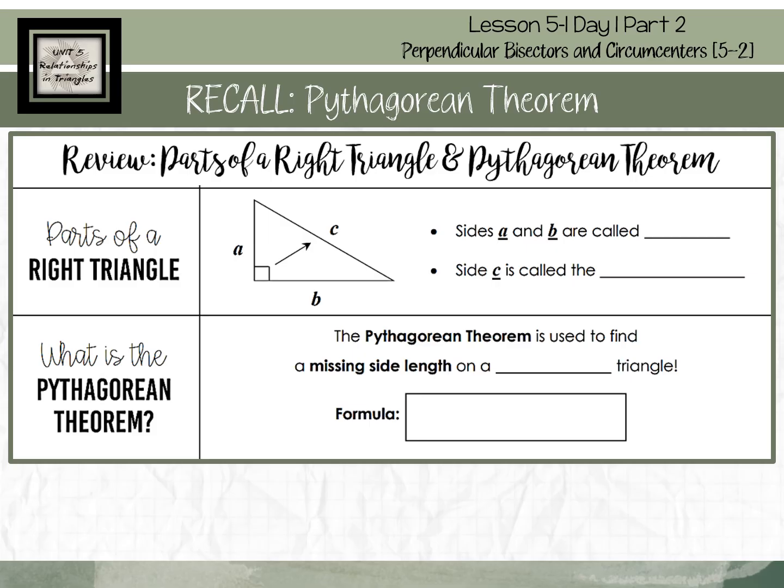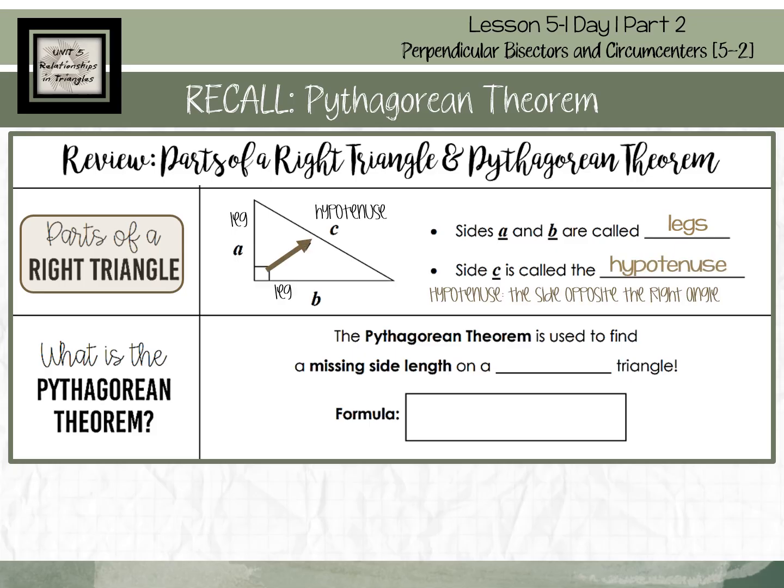Recall the Pythagorean theorem, because we're going to be using this a lot. Parts of a right triangle. A and B are both legs. C is called the hypotenuse, and is always opposite the right angle. What is the Pythagorean theorem? We know this. We've been using it already. The Pythagorean theorem is used to find the missing side length on a right triangle. It's got to be a right triangle.